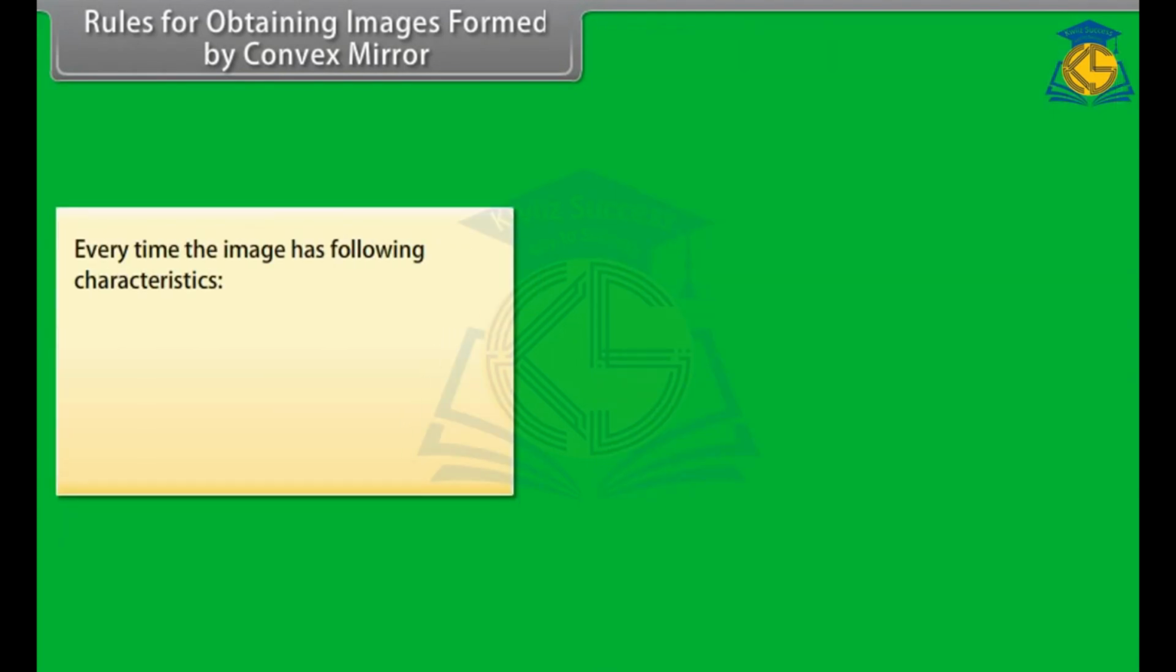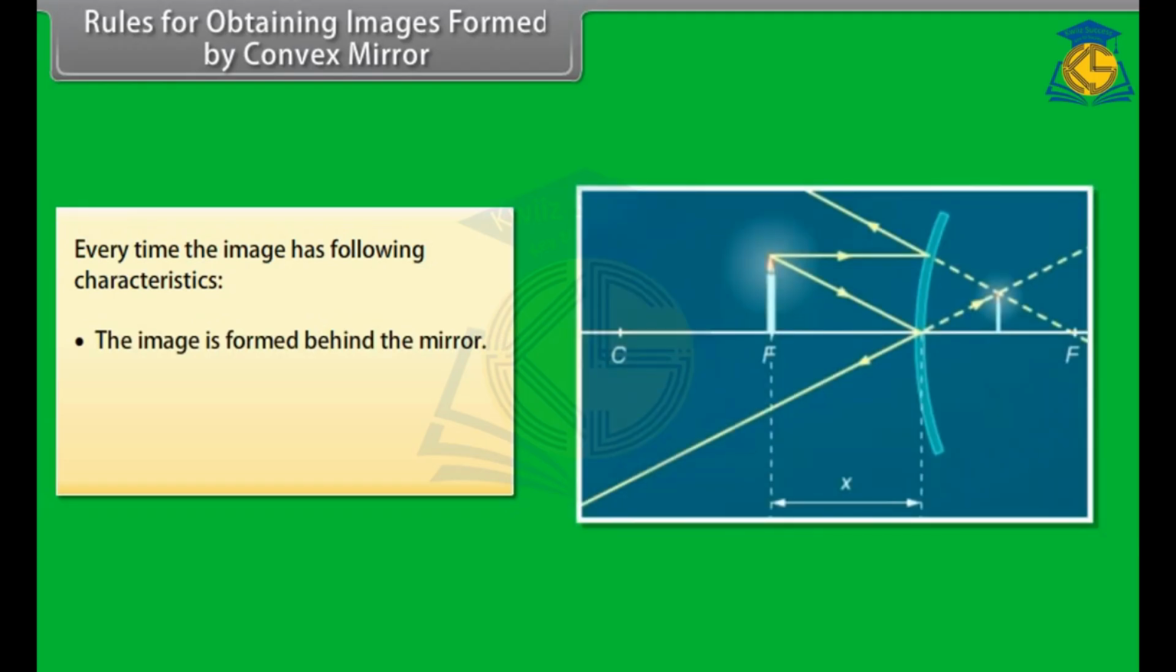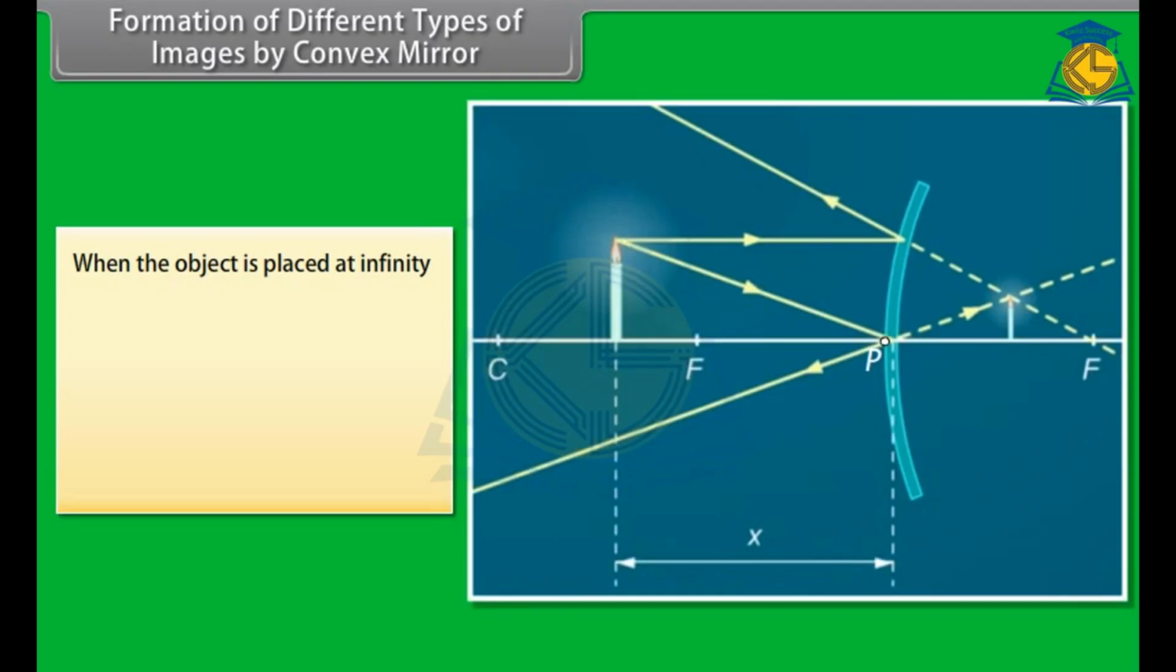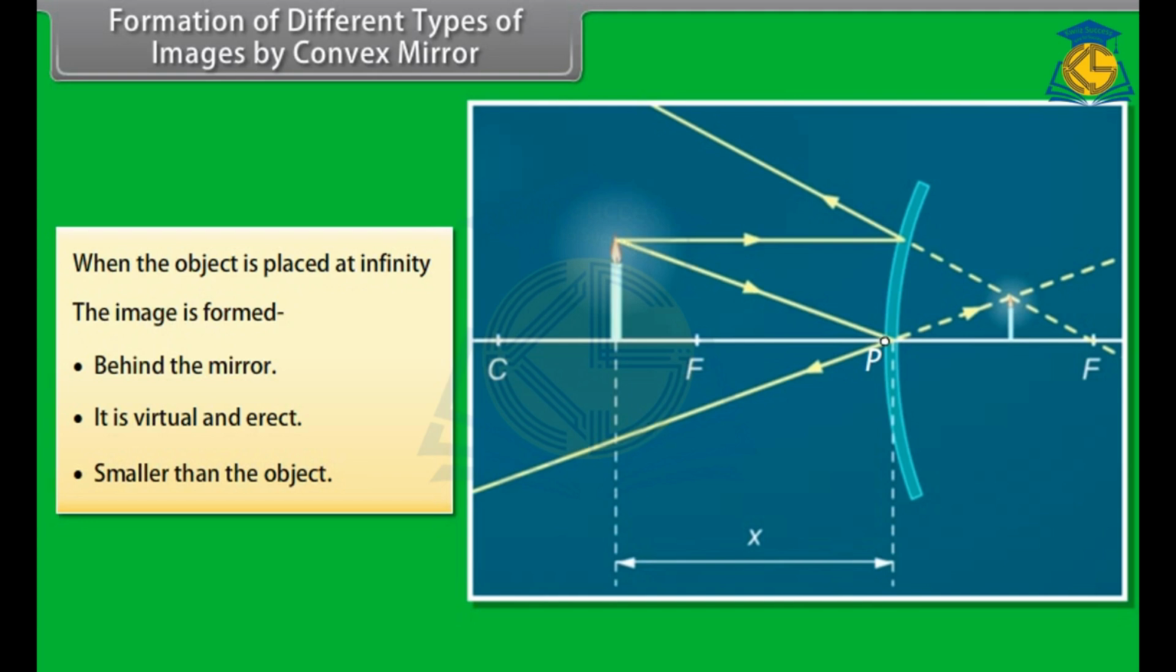Every time the image has the following characteristics. The image is formed behind the mirror. It is virtual and erect, smaller than the object. Formation of different types of images by convex mirror. When the object is at infinity, the image is formed behind the mirror. It is virtual and erect, smaller than the object.